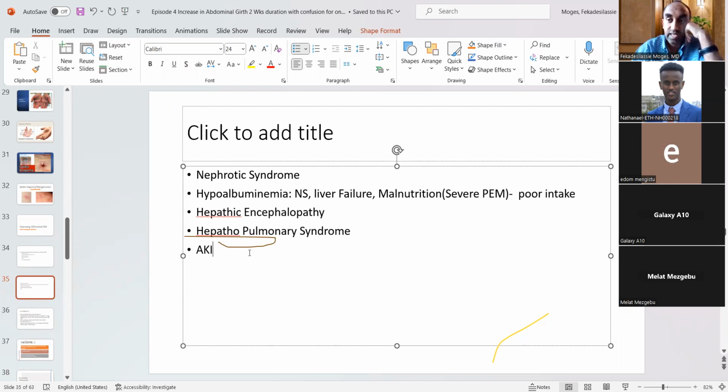You guys were suspecting SBP, so I mean, it looks less likely. What do you want to do? Ascitic fluid diagnostic study. Paracentesis. Excellent. Diagnostic paracentesis, you can do both diagnostic as well as therapeutic. This patient is in respiratory distress. It can also serve as a therapeutic paracentesis.